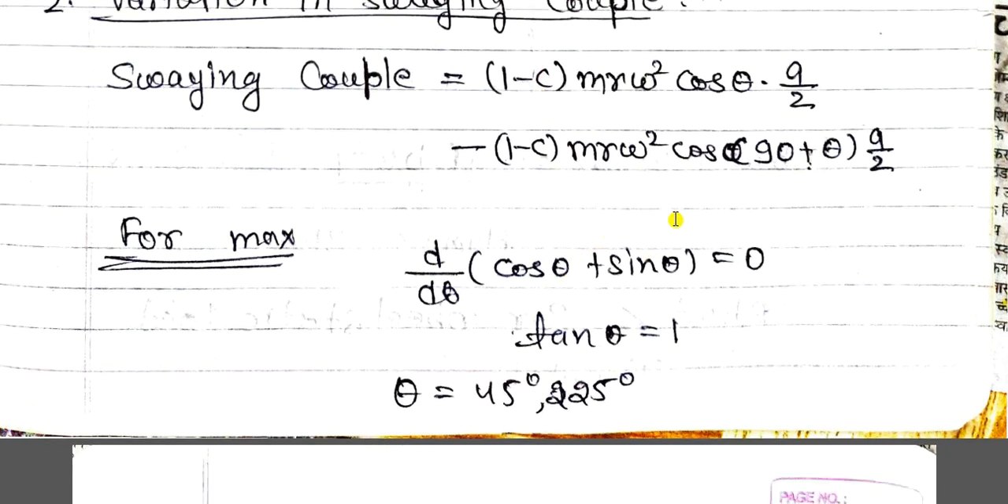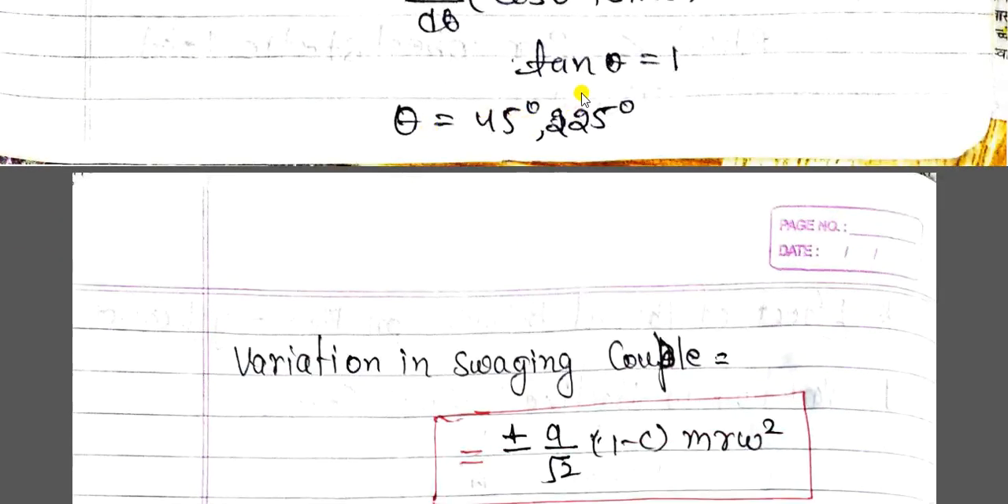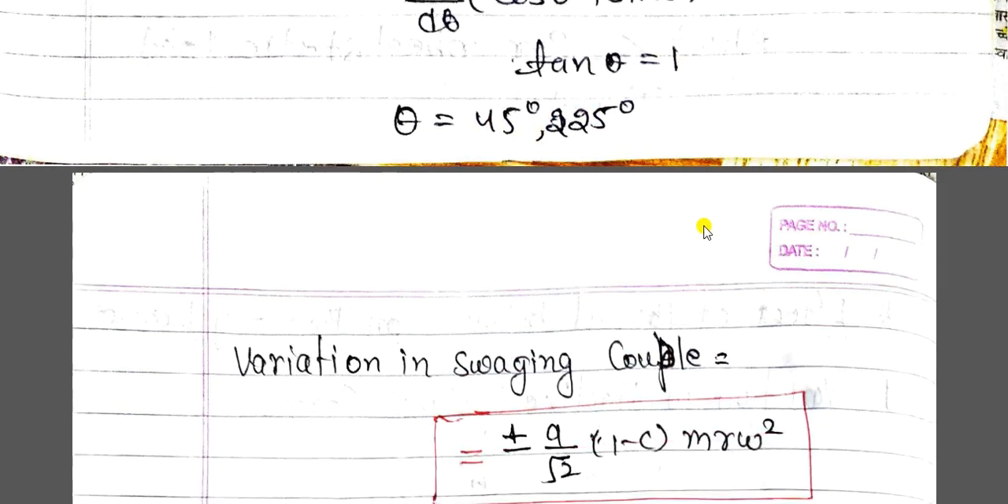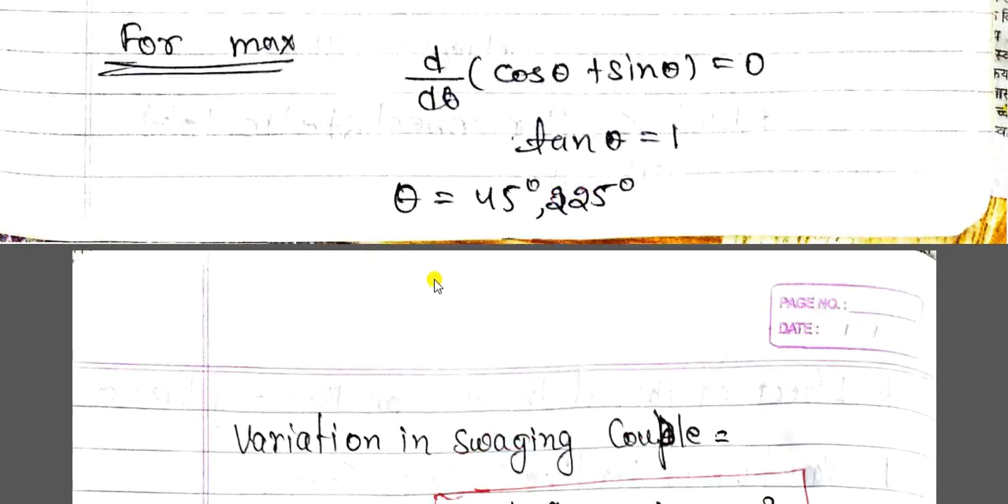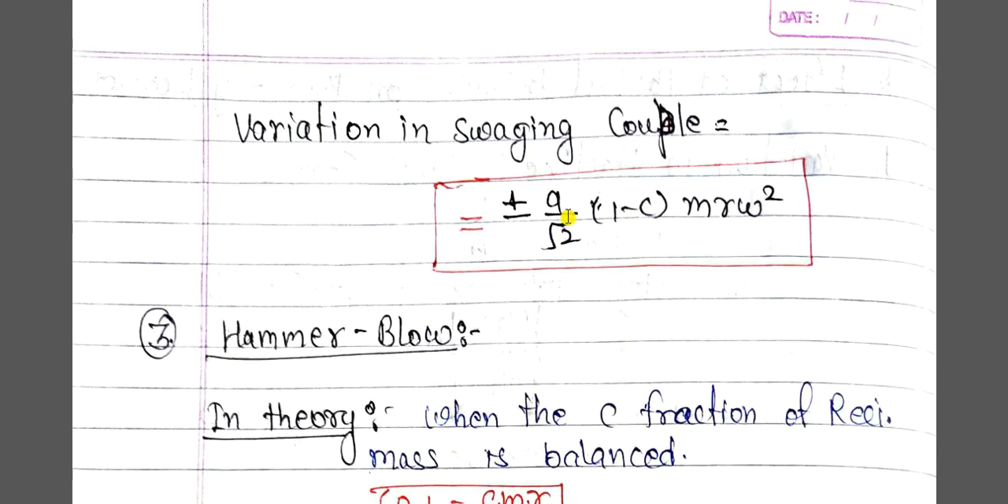Because here it is minus, cos(90 plus theta) becomes minus sin theta, but the overall sign will become plus. So for maximum you have to differentiate this and put it equal to 0. You get sin theta equal to plus 1, and it comes to 45 and 225 degrees. So for the variation in swaying couple, put this theta value in this equation and you will get this result. This is the variation in swaying couple.